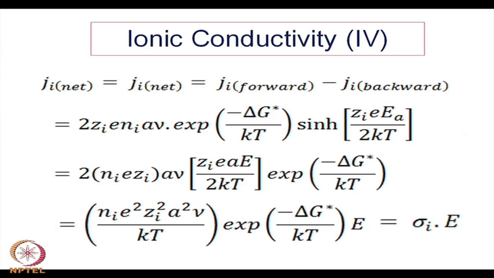So, the net flux J_net will be forward minus backward, and if you do that, it is sinh of this, and this is almost equal to 1. So, ultimately this J_net will be simplified in this form: 2 n_i e z_i a nu, z_i e a E by 2kT, exponential. There is a constant term, which of course is dependent on temperature, inversely proportional to temperature, and there is an exponential term here.